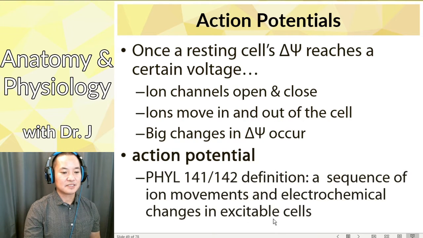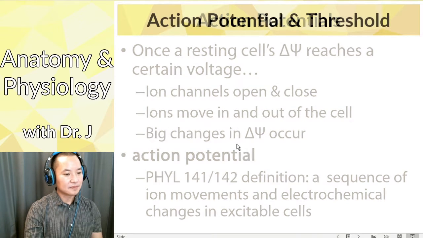So action potential, this is my definition I use. It's a sequence of ion movements. Again, in this neuronal action potential, it's always the same channels opening and closing in the same sequence.